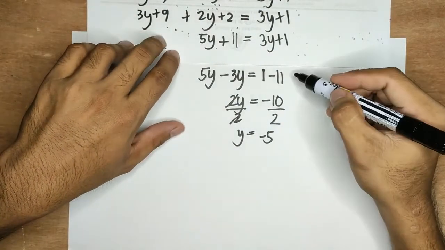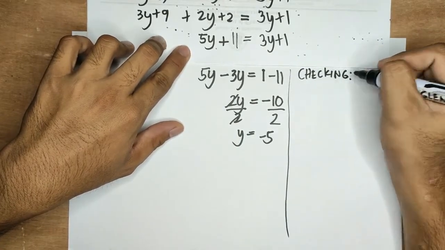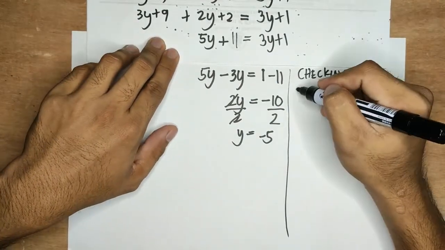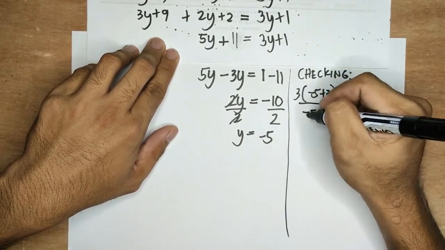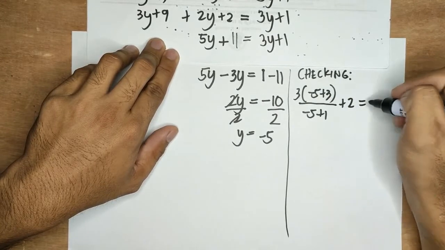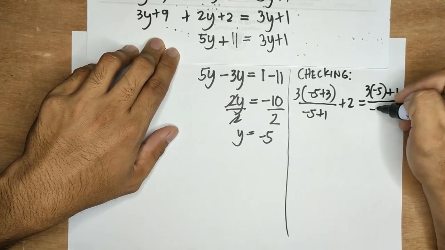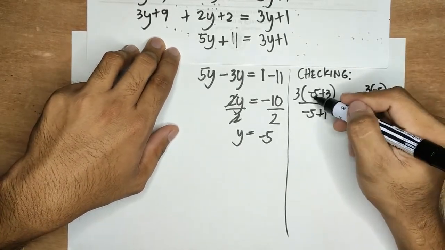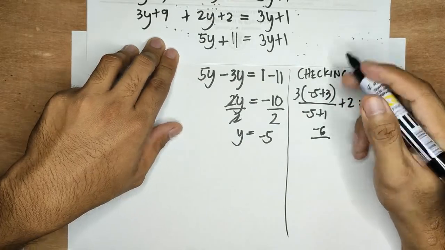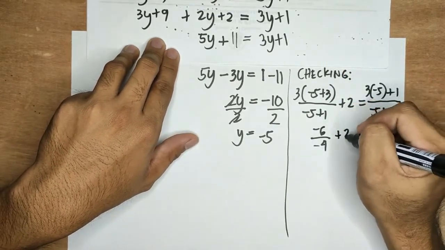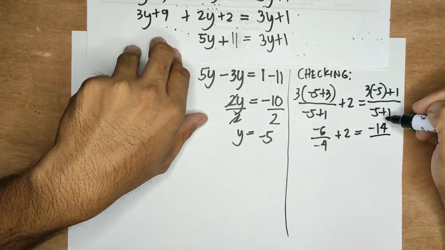For us to be sure if that is the correct answer, we do checking. If y is negative 5, then we have 3 times negative 5 plus 3 all over negative 5 plus 1, plus 2, is equal to 3 times negative 5 plus 1 all over negative 5 plus 1. So this will be negative 5 plus 3 is negative 2. Negative 2 times 3 is negative 6 all over negative 5 plus 1 is negative 4, plus 2, is equal to negative 5 times 3 is negative 15 plus 1 is negative 14 all over negative 5 plus 1 is negative 4.